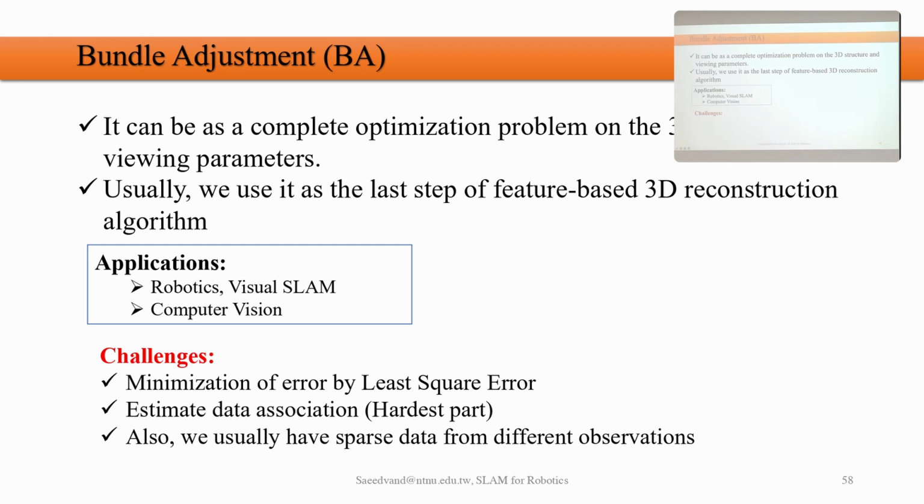In these fields, we are using bundle adjustment a lot, and the challenge is minimization of the least square error. Again, in 3D, not only for the points, but also for the camera's 6 DOF, we want to minimize the least square error and estimate the data association. Also, that is the hardest part, because if the data association only refers to finding which point is which point to localize the point, we have 3 parameters. If you have 6 more, what does it mean?